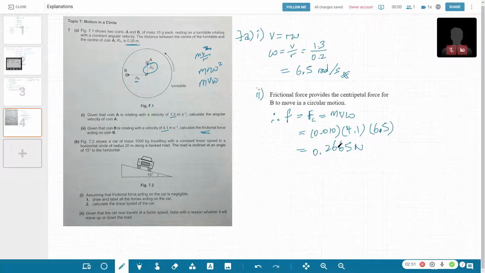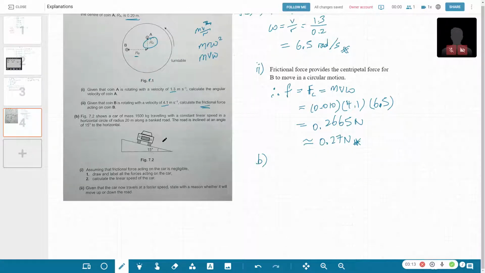I put more SF in the intermediate step. Then we look at what they give. The raw data is all 2 SF: 0.20, 1.3, 4.1. So approximately 0.27 newtons. Okay, part B.